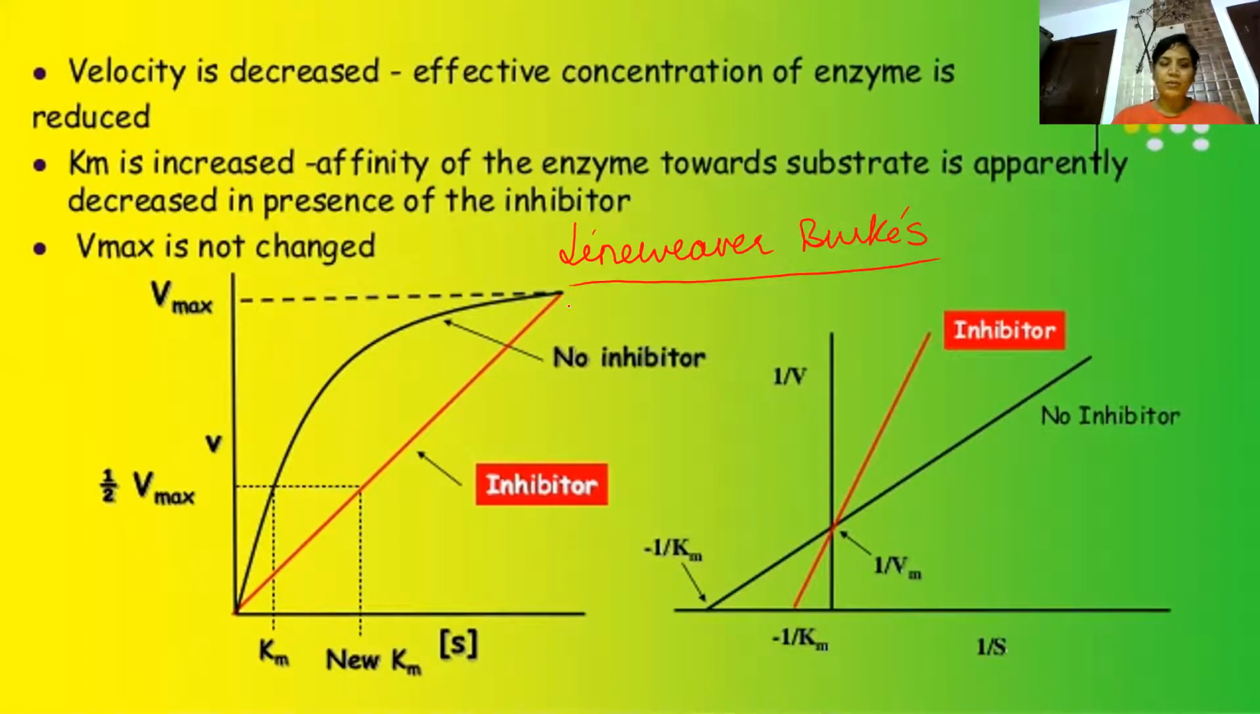and with inhibitor, what will happen? Vmax will be the same. On the other hand, if we see Km, just now I told you Km will increase. So Vmax is not changed, or Vmax is the same, whereas Km is increased because the affinity of the enzyme towards the substrate is decreased in the presence of this inhibitor. This is very important, and questions are generally asked on this aspect also.